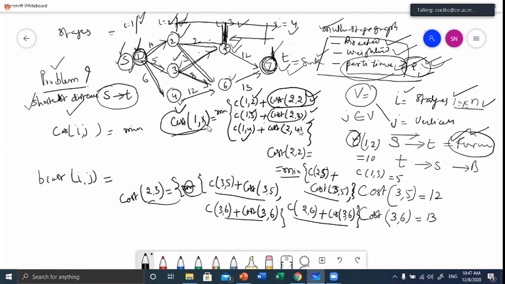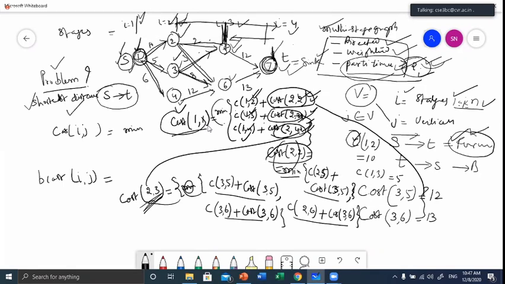This you calculated already. This is cost of 2, which I calculated. Whatever value you got, you have to substitute here. Then I calculated 2, 3 also. This value you have to substitute here. Like that you have to calculate 2, 4 also, and substitute this. You substitute all these values. From these 3 options, you have to select the minimum one.